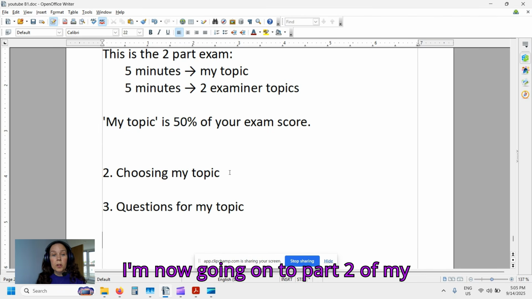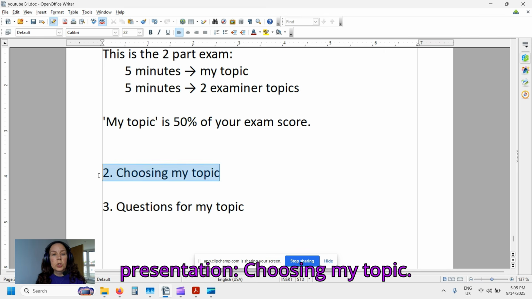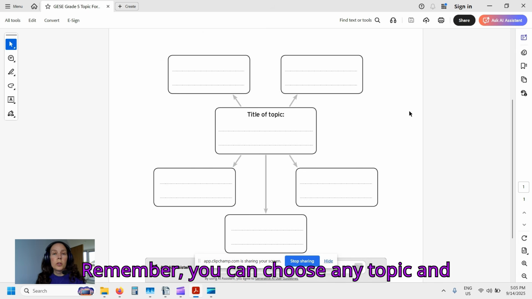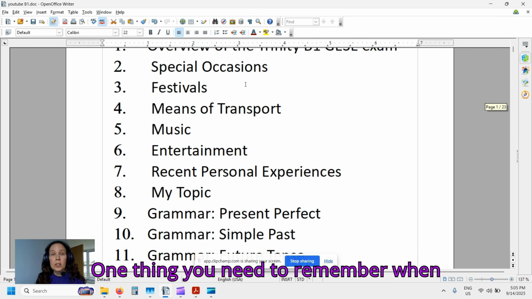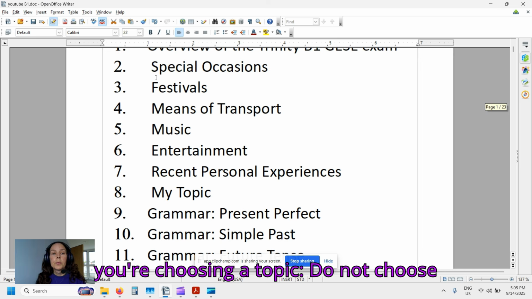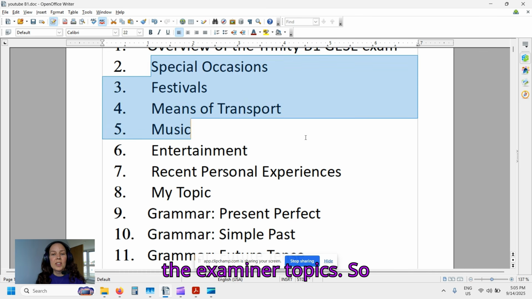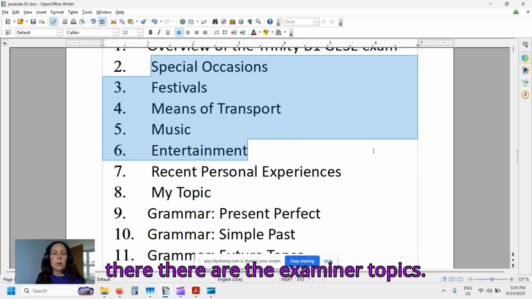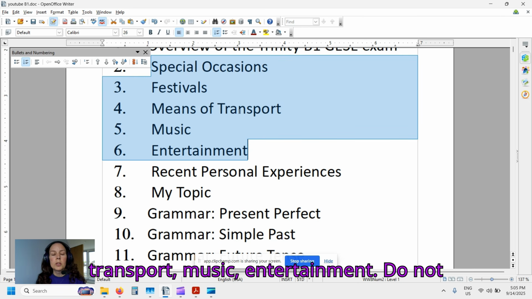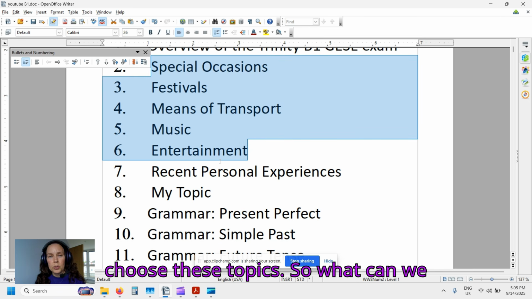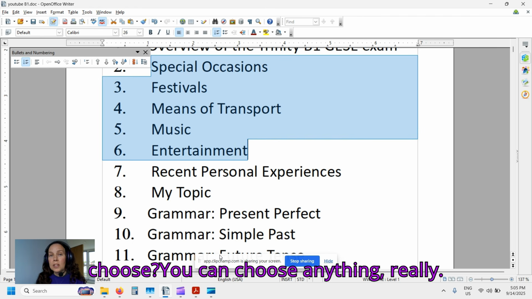I'm now going on to part 2 of my presentation, choosing my topic. Remember, you can choose any topic and pass this exam if you're a great English speaker. One thing you need to remember when you're choosing a topic, do not choose the examiner topics. So there are the examiner topics. Special occasions, festivals, means of transport, music, entertainment. Do not choose these topics. So what can we choose? You can choose anything, really.